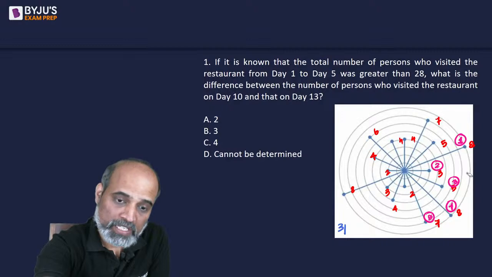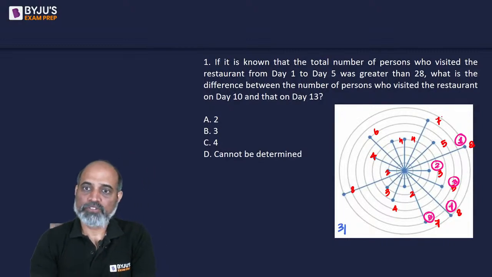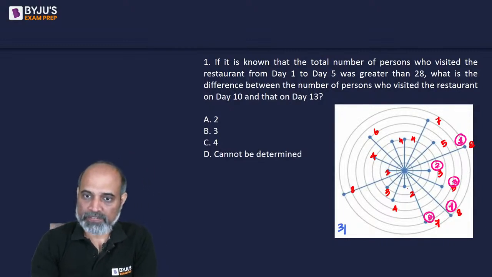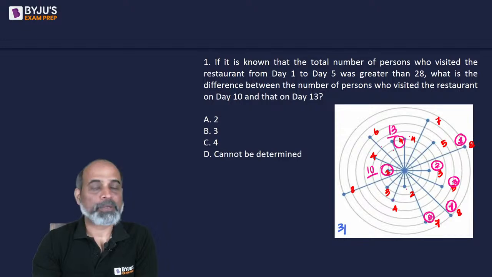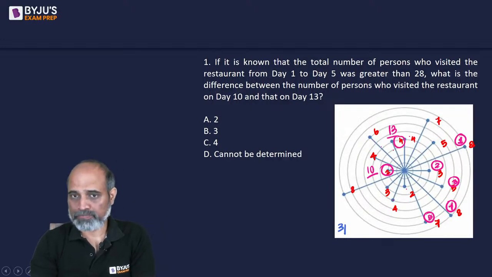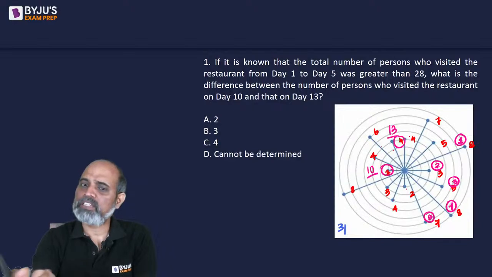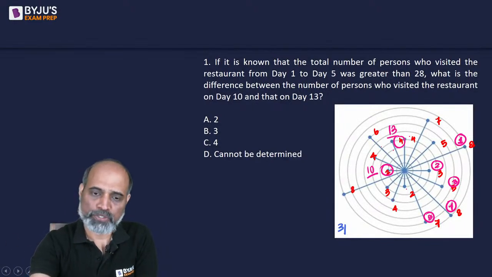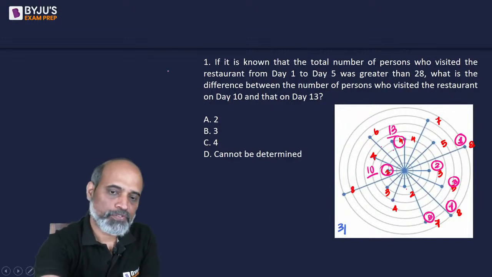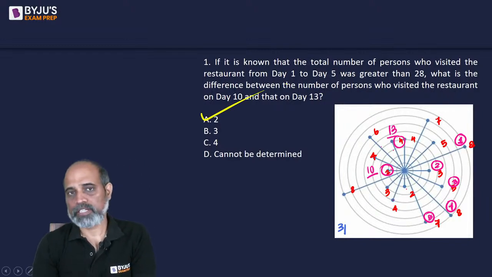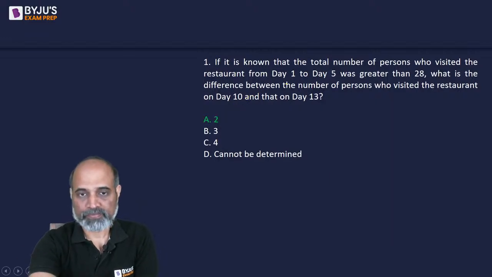Okay, if this happens, then the person who visited the restaurant day 10: 5, 6, 7, 8, 9, 10. So this is our day 10, 2 people. 11, 12, 13. On 13 we have 4 people who visited the restaurant. So the question asked, what is the difference between the number of people who visited the restaurant on the 10th and 13th day? So it's the difference between 2 and 4, which will turn out to be 2. There are 2 differences too, right?